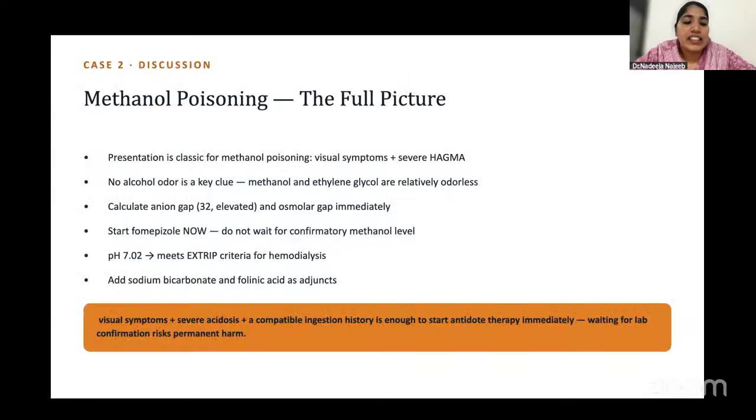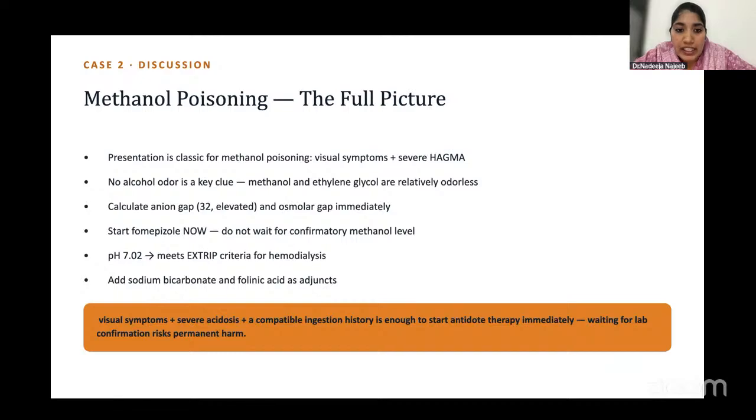So going back to our case, the presentation was classic for methanol poisoning. Patient had visual symptoms and severe high anion gap metabolic acidosis. He did not have an alcohol odor, which was a clue. Methanol and ethylene glycol are relatively odorless. The anion gap was 32 and osmolar gap has to be calculated there.